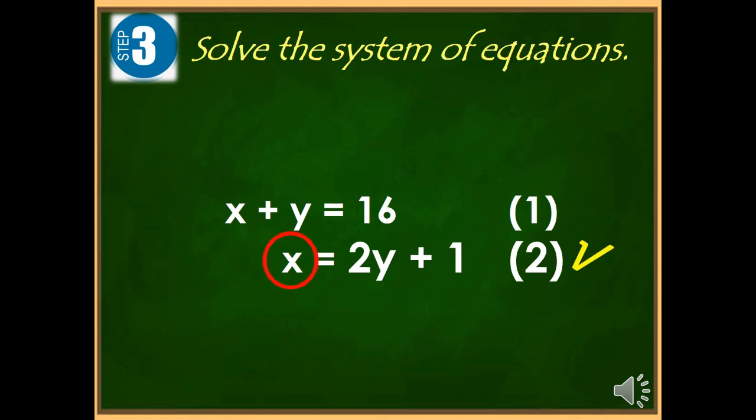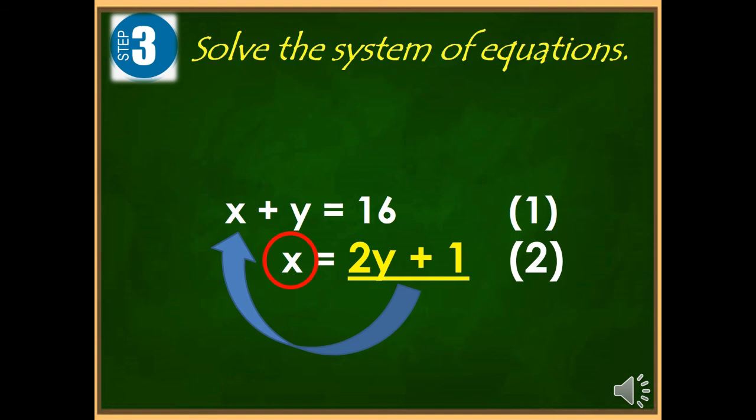Correct. It is the second equation. The equation x equals 2y plus 1. As you can see, x alone is at the left side of the equation. Observe, the value of x is 2y plus 1, which is to be substituted to x in equation 1.